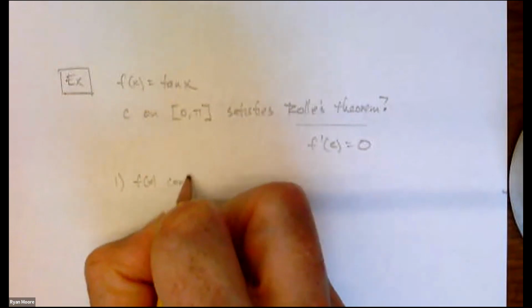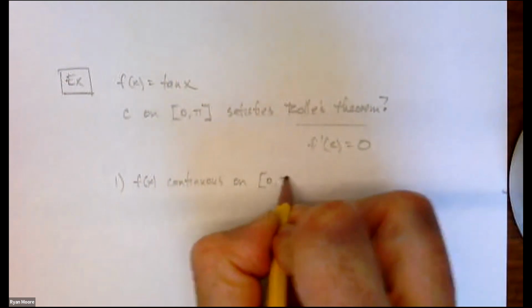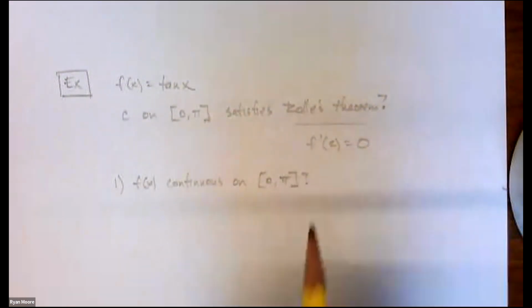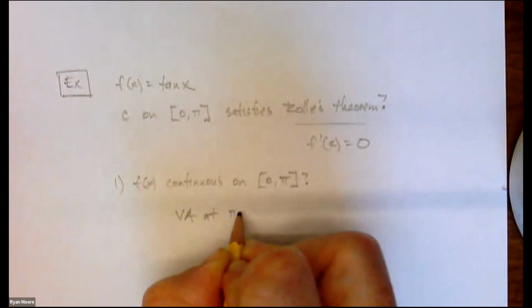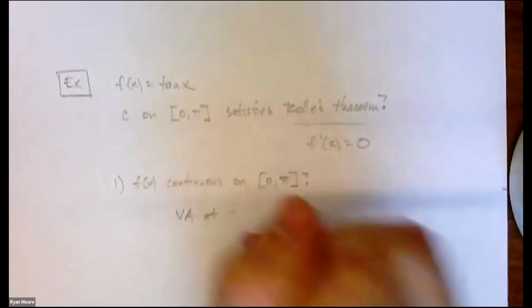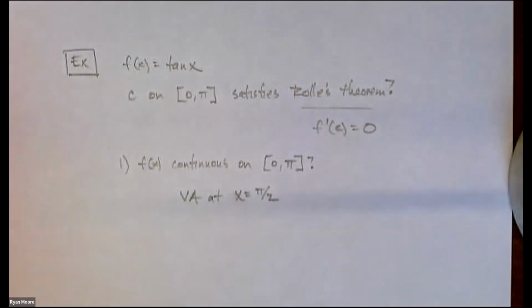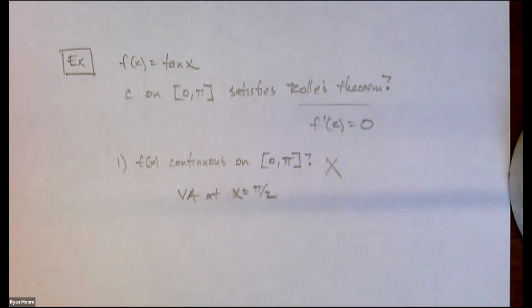Is f of x continuous on [0, pi]? You would think, what's the big deal, it's just tangent. Turns out there is something that goes wrong with tangent between 0 and pi. There's a vertical asymptote at x equals pi over 2. Because of that vertical asymptote, it's not continuous, and so we cannot guarantee the conclusion of Rolle's theorem. So just something to look out for, be careful about.